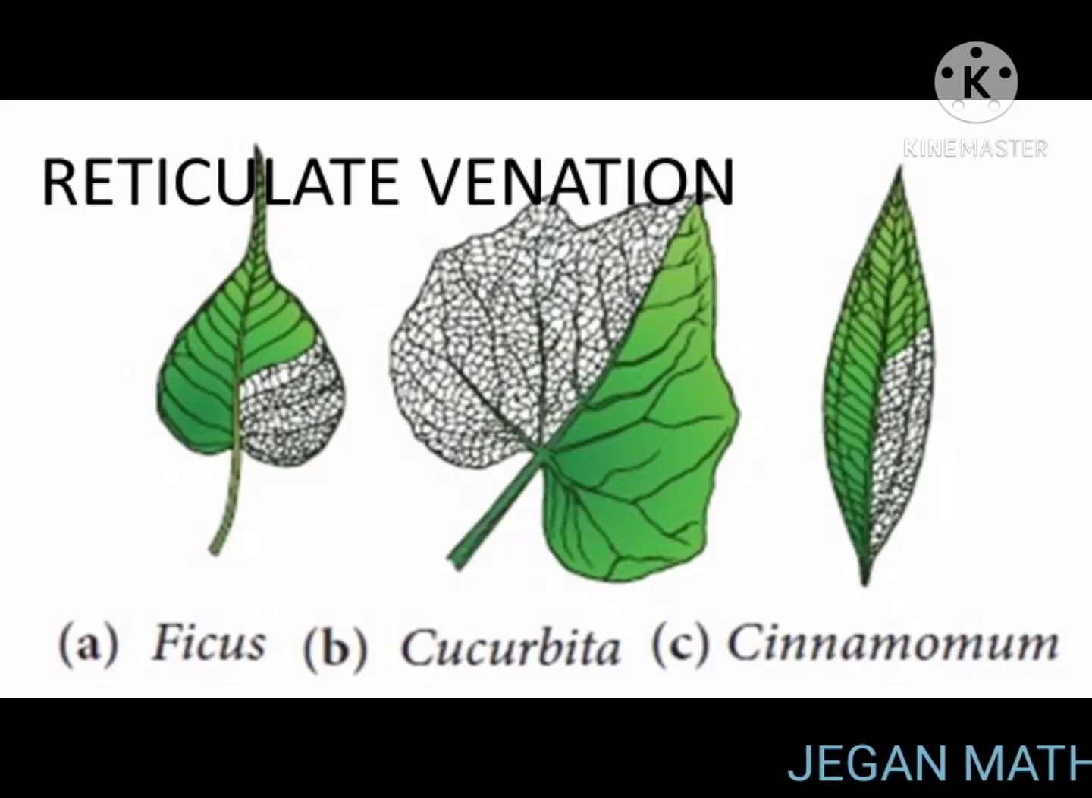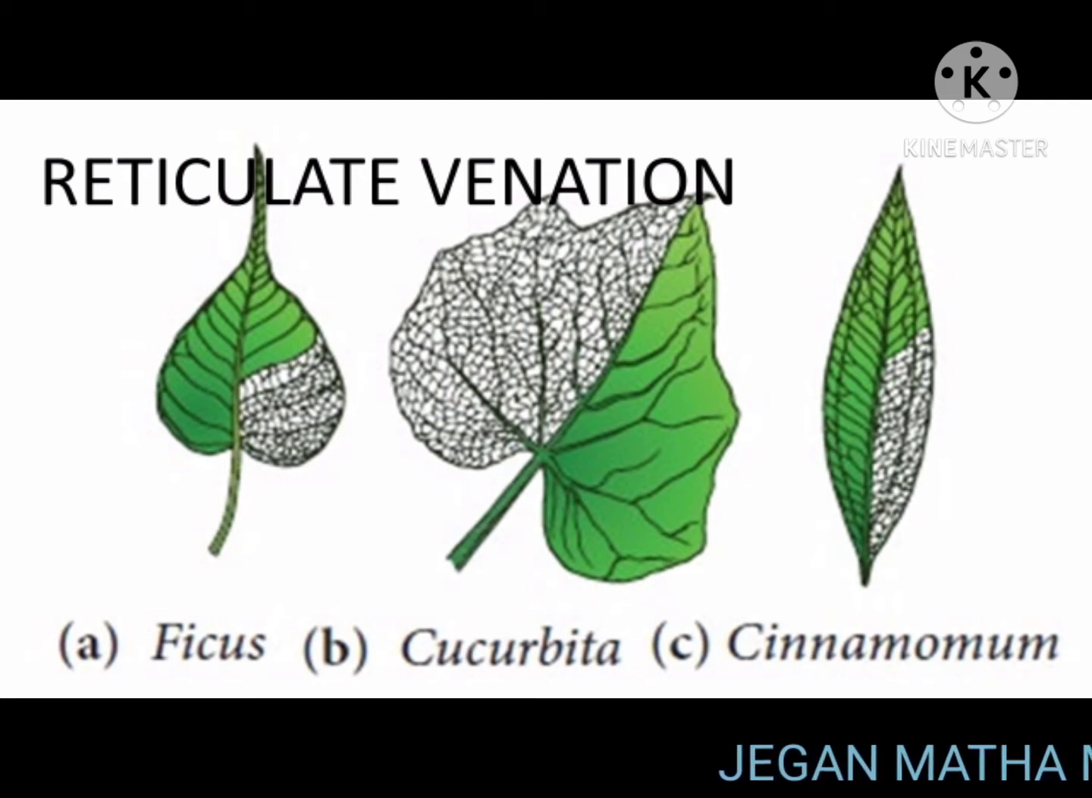So in this topic we are going to see about venation and types of venation. Reticulate venation. In this type of venation, the leaf contains a prominent midrib from which several secondary veins arise that branch like a network. This type of venation is common in all dicot leaves.